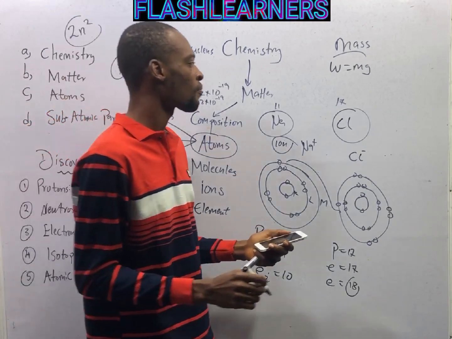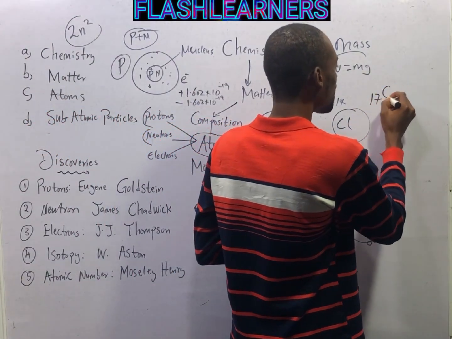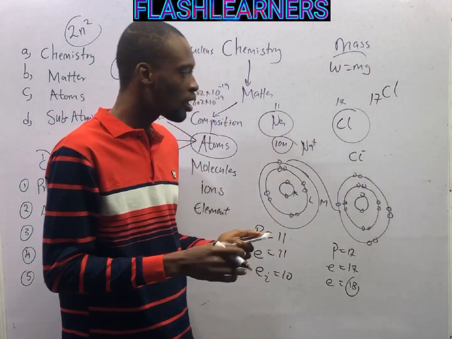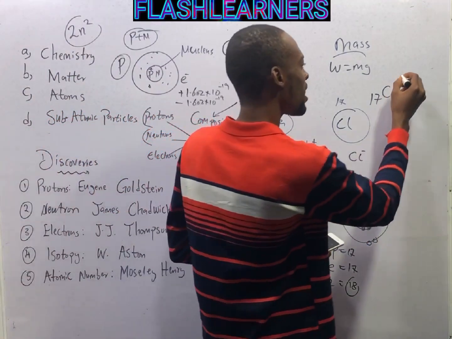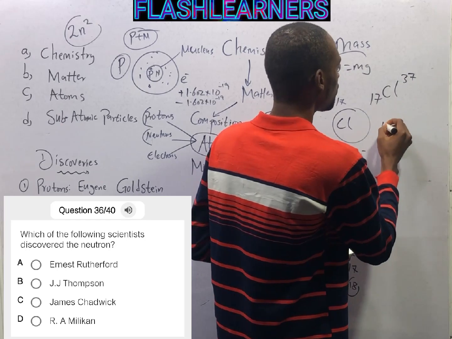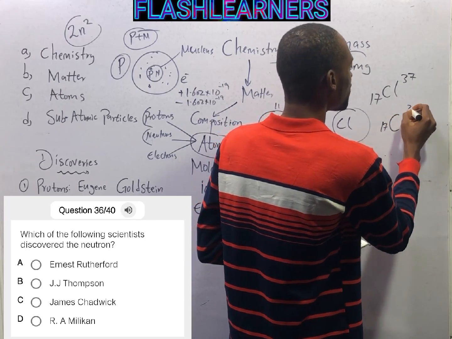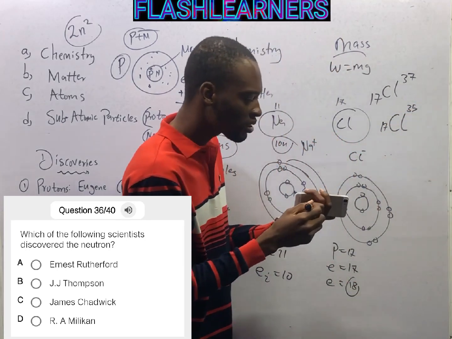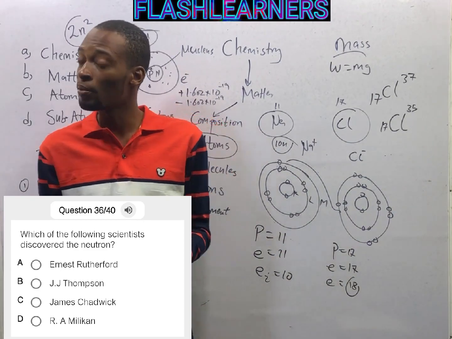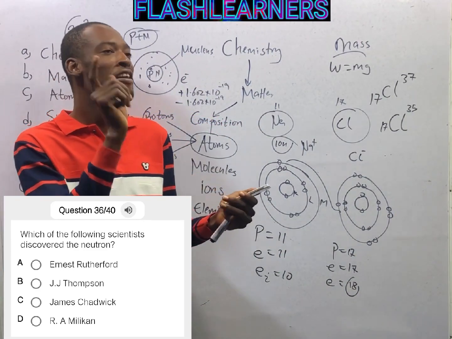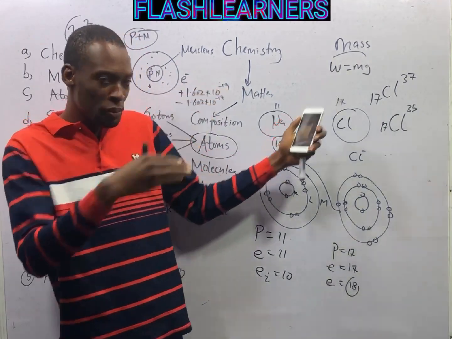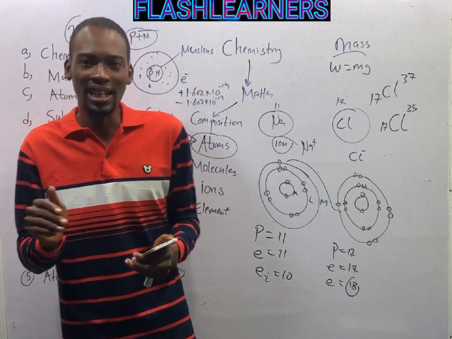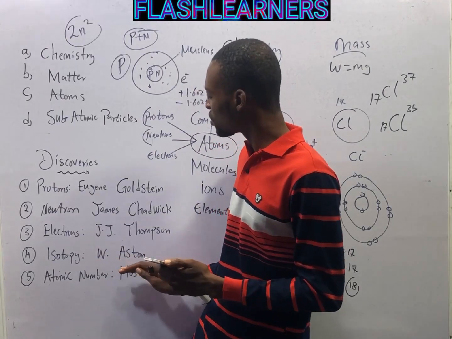Look at it. All chlorine atoms have an atomic number of 17. But we have a case whereby chlorine can have a mass of 37. The same chlorine can have a mass of 35. Even carbon, the same carbon with atomic number 6, can have a mass of 12, 13, 14. So the same atomic number, different masses. That is isotopy, discovered by W. Aston.